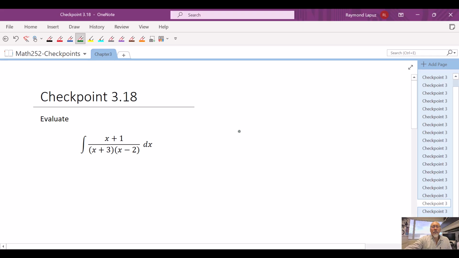And the idea behind that is to write your big fraction, (x + 1) divided by (x + 3)(x − 2), as two smaller fractions where the denominators are of this factored form. So it's x + 3 for the first fraction and x − 2 for the denominator of the second fraction. Now the factor that goes on top would just be constants.